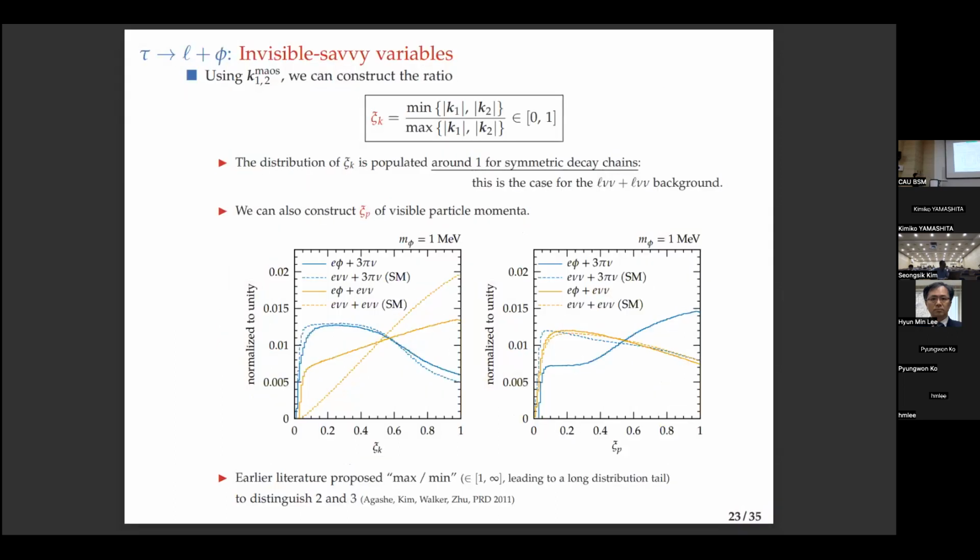And we also proposed some new variable, which is psi k, the ratio of the minimum over maximum. This distribution of psi k is populated around 1 for a symmetric decay chain. And also, we could consider the ratio of the visible particle. This plot shows that by using psi k and psi p, we can distinguish the signal and background dilution.